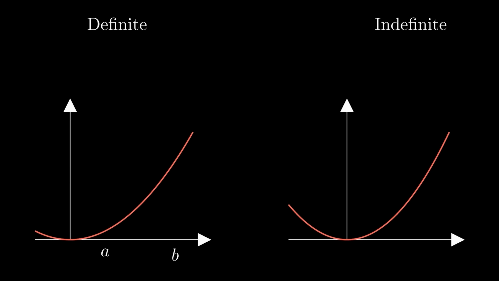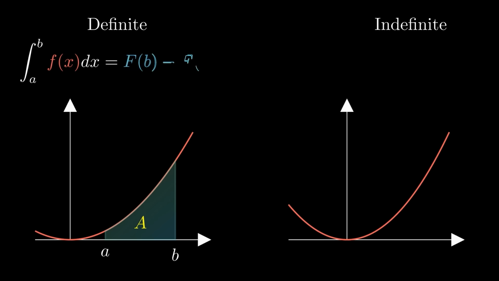Definite integral has a specific upper and lower bound. It is used to find the area between a curve and the axis over a specific interval. It is denoted as the integral from a to b of f of x with respect to x equals F of b minus F of a.